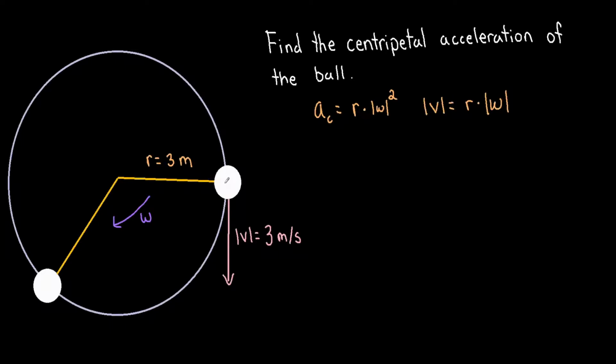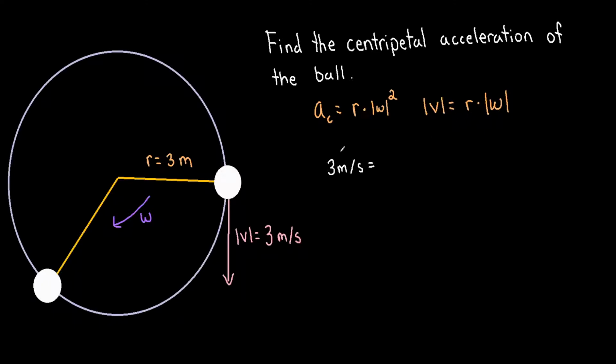So in this problem, we have a ball that's traveling in the clockwise direction, and we're given the speed of the ball, which is 3 meters per second, and we're given the radius, which is 3 meters. And we want to find the centripetal acceleration of the ball. Well, we can see that we're not given the angular speed, nor the angular velocity. So what we have to do is plug in our given knowns into this formula so we can solve for our angular speed.